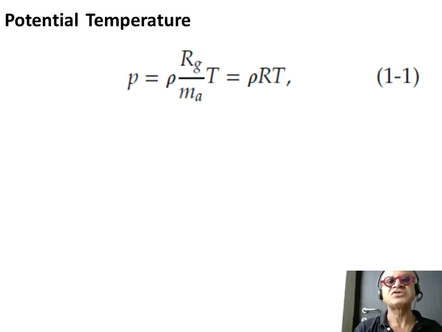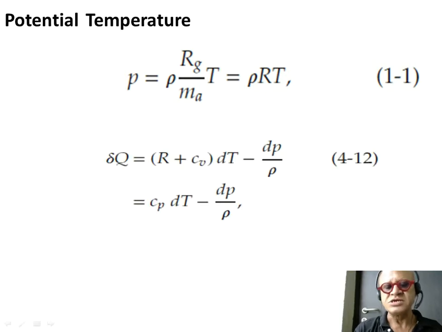So this is a universal ideal gas constant and its particular mass. So you end up with the ideal gas law, P equals rho RT. And we have our second law of thermodynamics, where we said the heat gained or lost by the parcel is going to depend on the internal energy change and the work done against the atmosphere because it's compressible. So dP is the compressibility effect, right? So R plus Cv is of course Cp, as we already know. So it's Cp dT minus dP over rho.